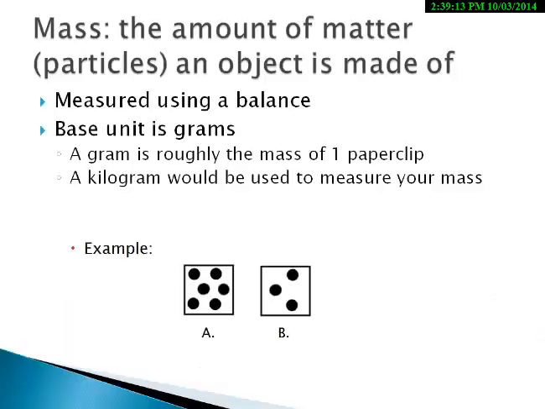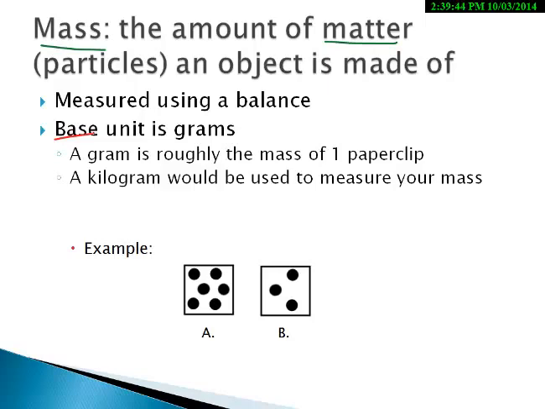Okay, so our first little review here is, remember that mass, a vocab term here, mass is the amount of matter, or we can think of it as the amount of stuff. Matter is stuff, or particles, an object is made of. And remember, we measure it using a balance and base units. So the unit that goes behind the prefix, our base unit, is grams. And just a little visual for you, a gram is roughly the mass of one paper clip.